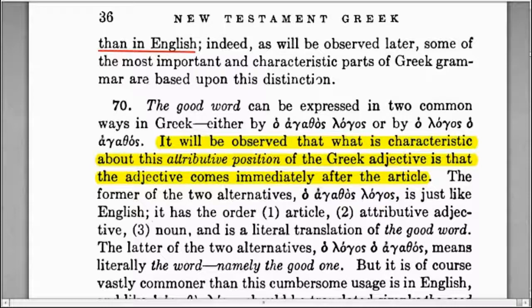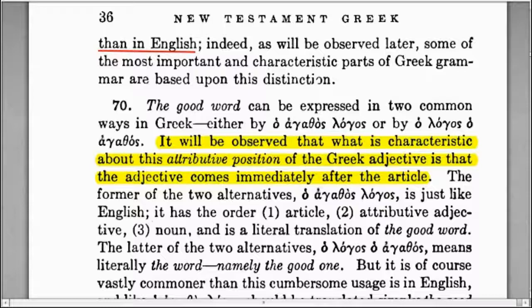Note, it will be observed that what is characteristic about the attributive position of the Greek adjective is that the adjective comes immediately after the article. Do you notice that back there? We have either ho agathos logos, the good word, or ho logos ho agathos, the word, the good. Both ways are expressed. This is attributively, and it would be translated as the good word.